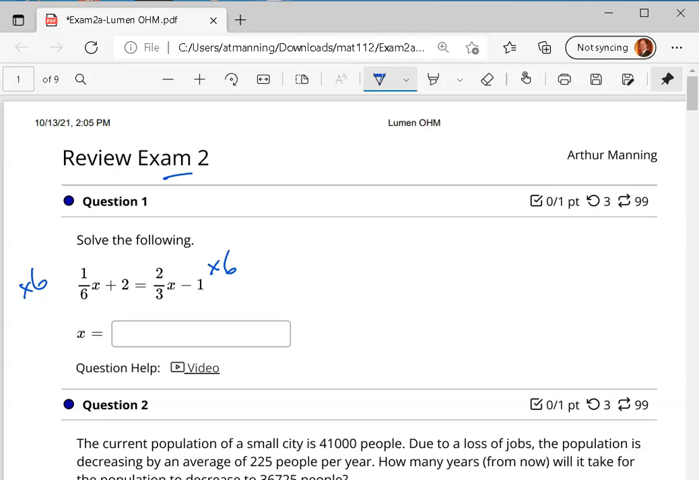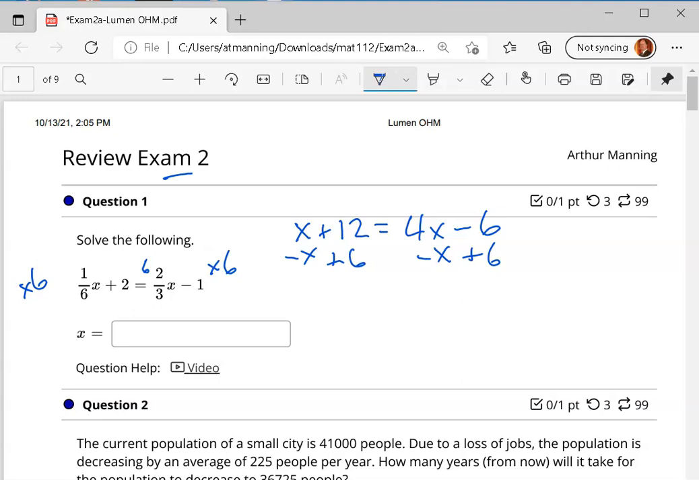6 times 1, 6x, we get x plus 12, 2 times 6, equals, let's see, 6 times 2/3, well, 6 times 2/3 is 6 divided by 3 times 2, or 4x, and minus 6. Now it's a little easier to look at. Let's now get the x's on one side by themselves, get the other numbers on one side by themselves. So let's subtract x from both sides, and let's add 6 to both sides.